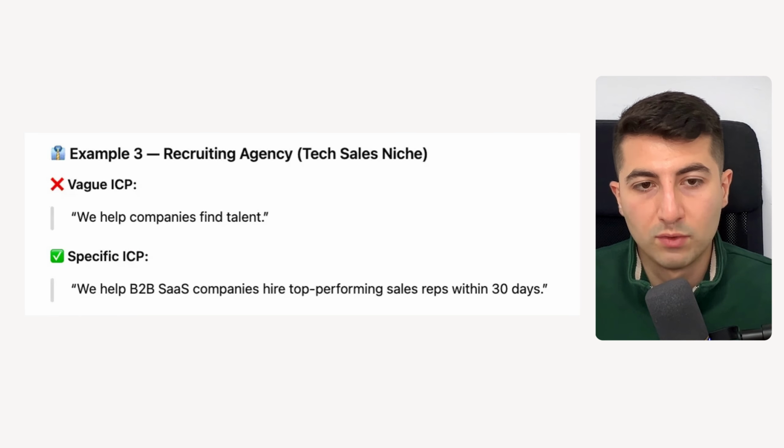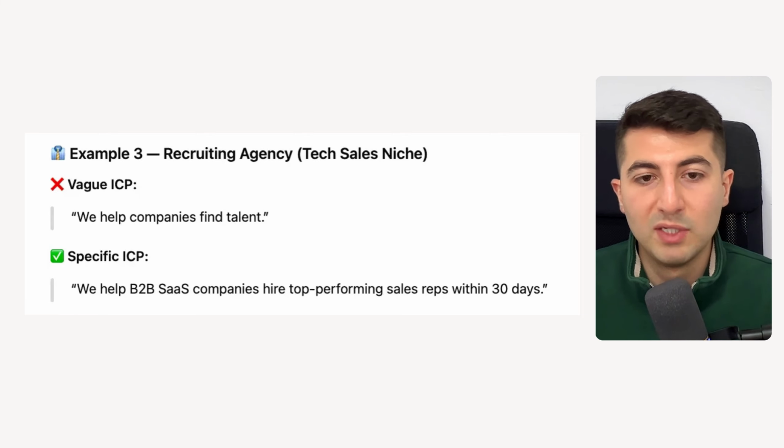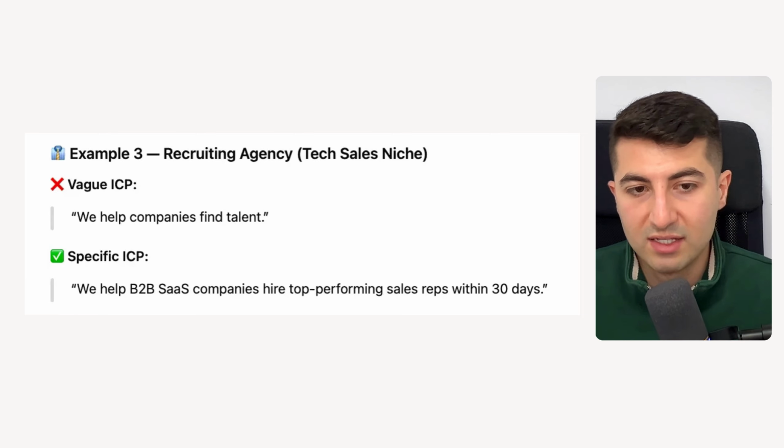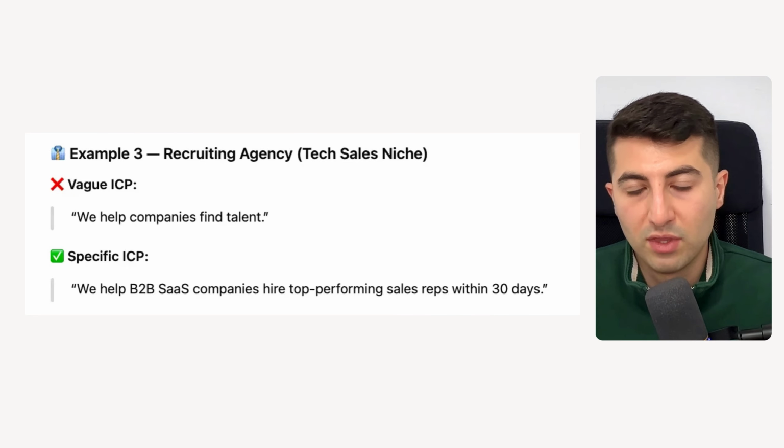The third example is going to be for a recruiting agency for a specific niche, for example, tech sales. A vague ICP would be, we help companies find talent. A specific ICP would be, we help B2B SaaS companies hire top performing sales reps within 30 days. You see the difference here? We need to be specific about the person, the problem, and the transformation.